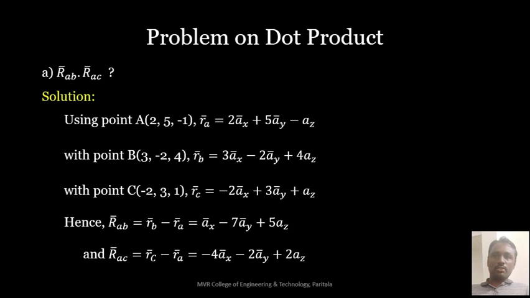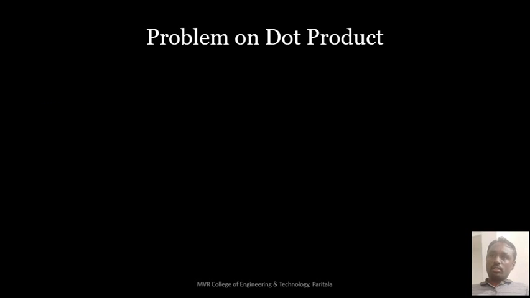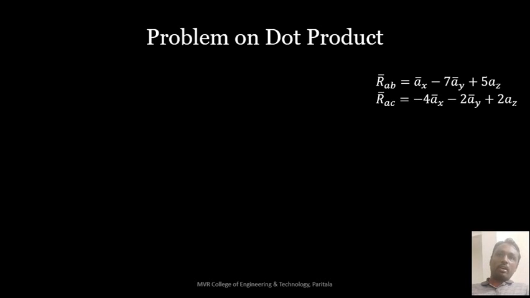Similarly RAC bar. Here RC bar is minus 2, 3, 1 and RA is 2, 5, minus 1. So minus 2 minus 2 gives minus 4 AX bar. 3 minus 5 gives minus 2 AY bar, and 1 minus of minus 1 gives 2. As a result, RAC bar is equal to minus 4 AX bar minus 2 AY bar plus 2 AZ bar. Next, what we have to do is take the dot product of RAB bar with RAC bar. For reference, I am again taking RAB bar and RAC bar.